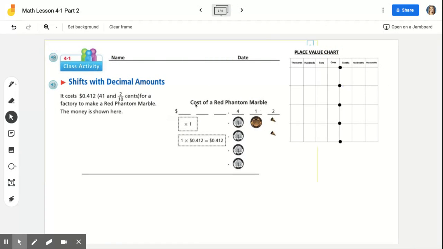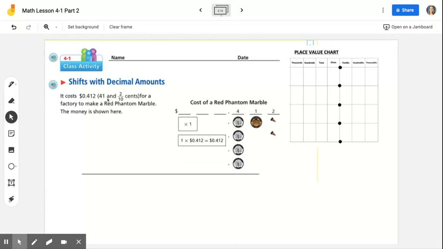Let's take a look at the introduction where underneath the heading it says it costs. All right, read along with me. It says it costs 412 thousandths dollars, or cents, or 41 and 2/10 cents for a factory to make a red phantom marble. The money is shown here.